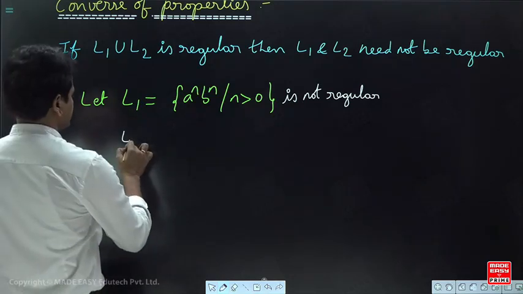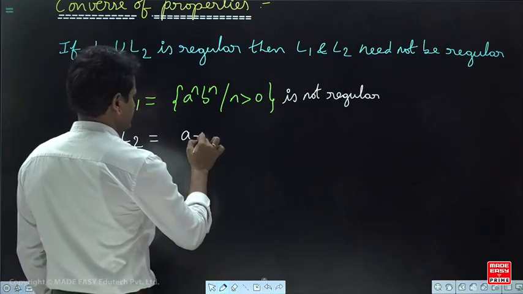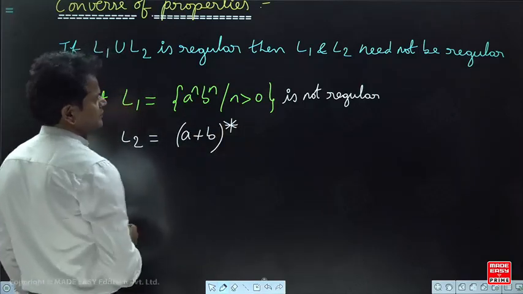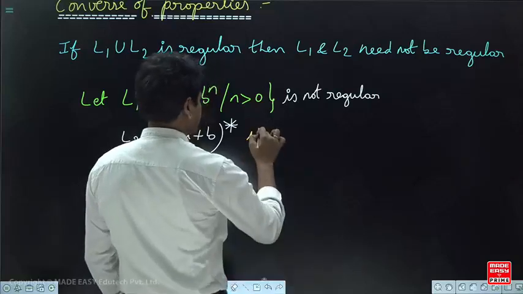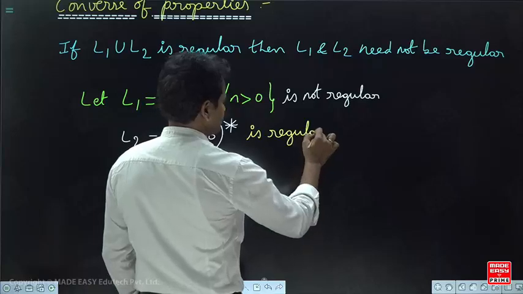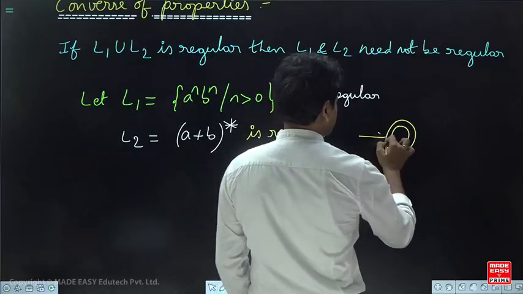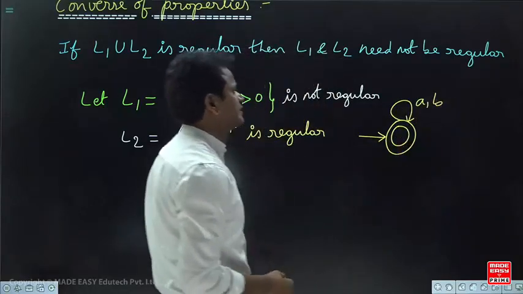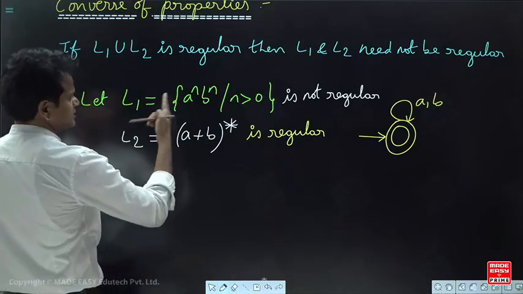I am taking another language L2 equal to (a plus b) whole star. So what is (a plus b) whole star? It is regular, because we can consider a finite automaton for it. This is the finite automaton for (a plus b) whole star. Now, L2 is regular and L1 is not regular.